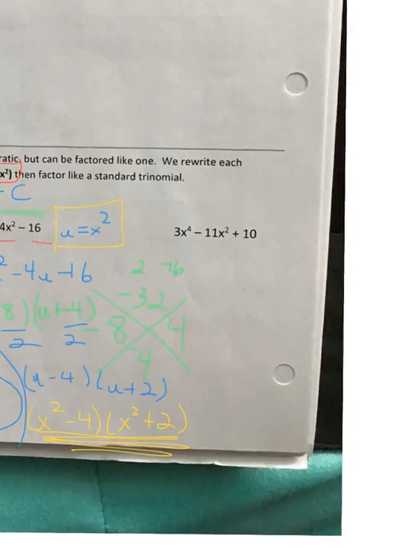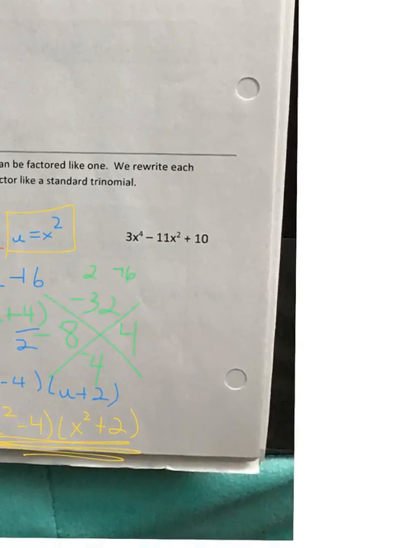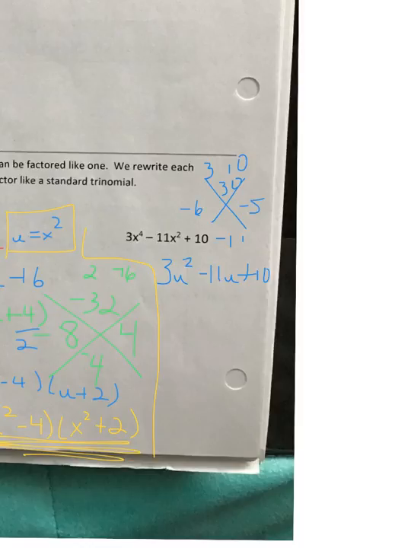Okay, so now what I would like you to do is pause the video again and see, can you do this last example? Okay, so on this last example, first thing, we're going to write this as 3u squared minus 11u plus 10. So again, if we do our x, a times c is 30. That adds to negative 11. Hopefully you were all thinking negative 6 and negative 5. So that is going to be u minus 6 and u minus 5.